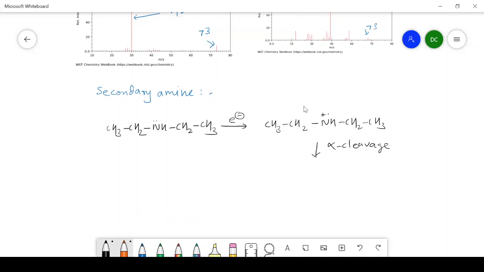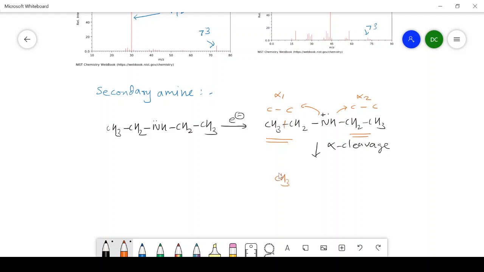Now look at the structure and find the carbon-carbon bond which is next to the nitrogen. Here is the first carbon-carbon bond next to the nitrogen, and on this side is the second carbon-carbon bond next to the nitrogen. Therefore, there is a possibility of two alpha cleavages. But as both substituents, CH3CH2 and CH2CH3, are the same, in both alpha cleavages we will get this type of fragmentation.